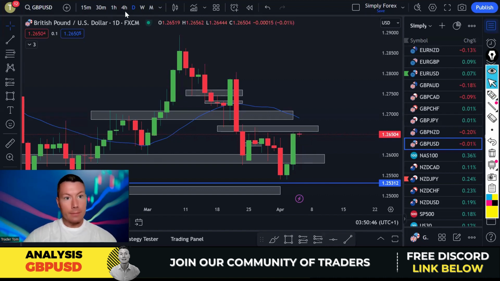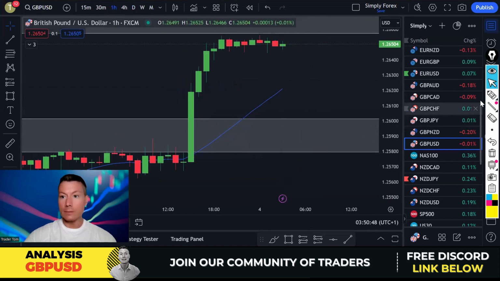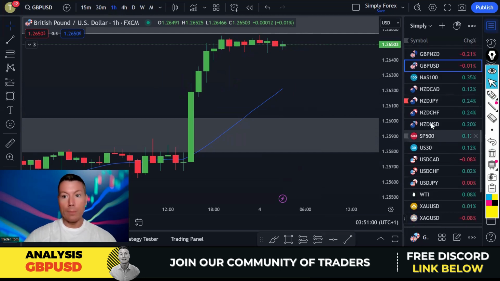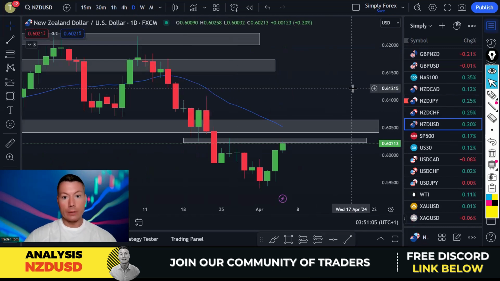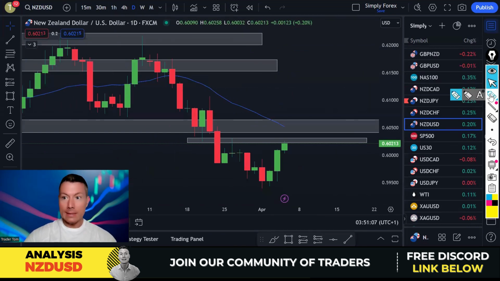But again, H1, I just need to see some structure breaking down. Maybe we get lots of this, maybe it goes up a bit further, and then eventually we get a break. Okay, and it's exactly the same with one more US dollar pair, and that's New Zealand dollar, US dollar. Again, if we look at the day chart, it is at a very nice level. Once support broke, support became resistance, and we're now back at this level as we speak.